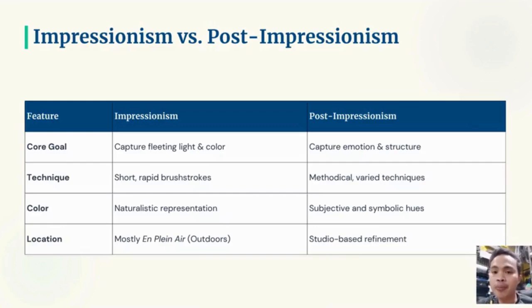So we have Impressionism versus Post-Impressionism. So what is the difference? Impressionism is like a snapshot of light. It happened fast, while Post-Impressionism is slower and more planned. While Impressionism looks at the outside world, Post-Impressionism looks at the inside world of the artist.